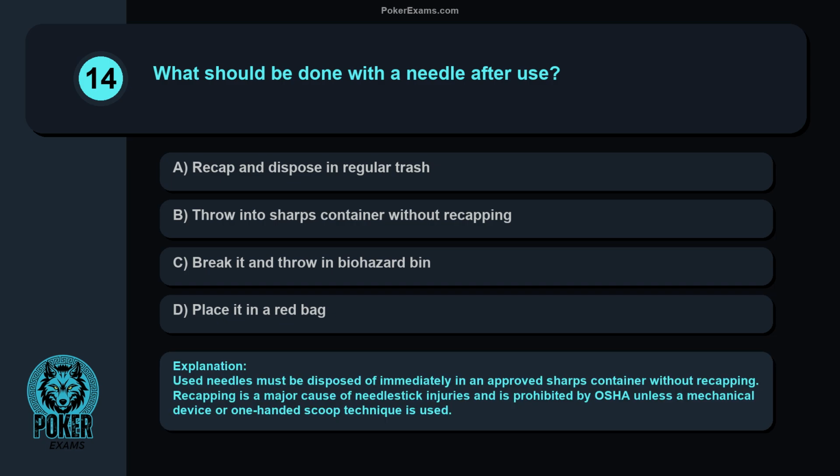Used needles must be disposed of immediately in an approved sharps container without recapping. Recapping is a major cause of needle stick injuries and is prohibited by OSHA unless a mechanical device or one-handed scoop technique is used.